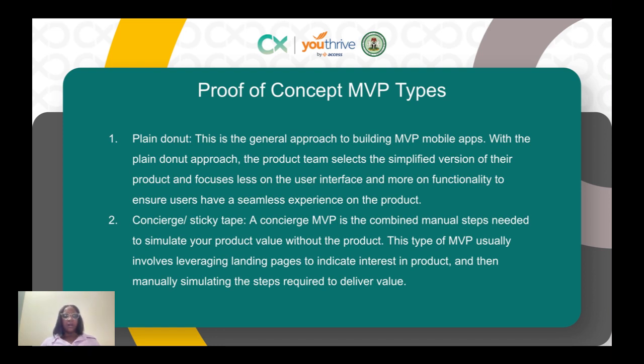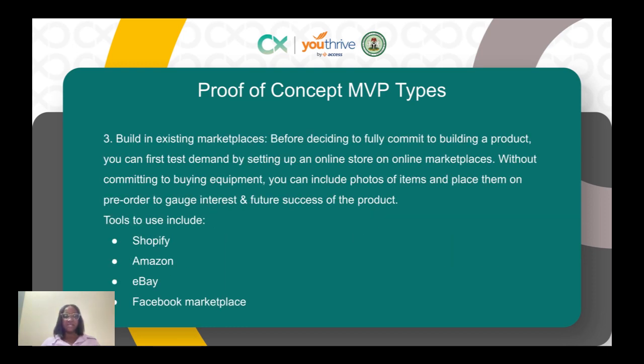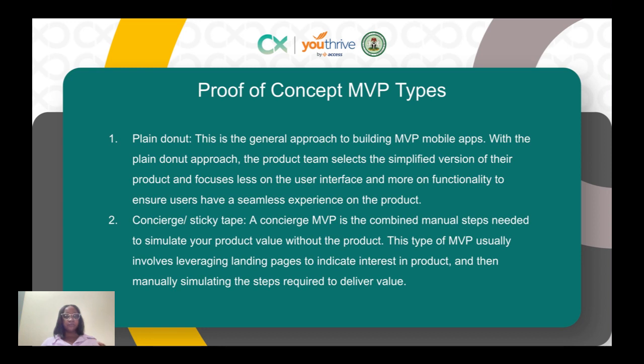Another type of functional MVP is concierge or sticky tape. A concierge MVP is the combined manual steps needed to simulate your product value without the product. This can be used in tandem with the building in existing marketplaces. So you've launched your e-commerce store, for example. You now leverage, or even a landing page, you leverage an existing online market store or a landing page.